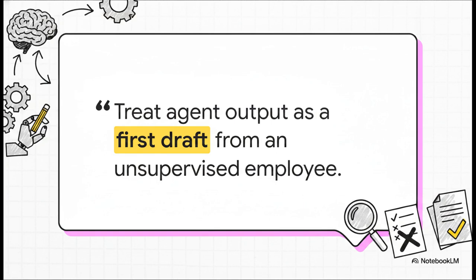When you're handing off tasks like this, you really need to adopt this mental model. Treat every single agent output as a first draft from a capable but totally unsupervised junior employee. The time you're saving here comes from not doing the tedious compiling and drafting yourself. It does not come from skipping the review process. Always critically spot verify their work and check their sources before you act on it.